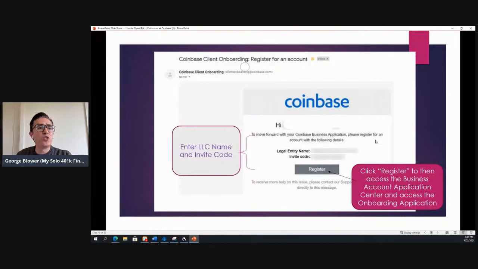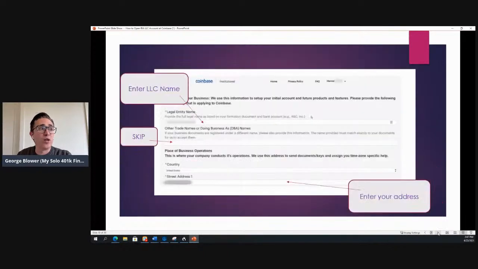So once you receive that information, you'll get the email and you'll want to enter your LLC name and the invite code. You'll click register, where you'll be taken to the business account application center, where you'll be able to access the onboarding application on the website. So here we've got good screenshots of that application.